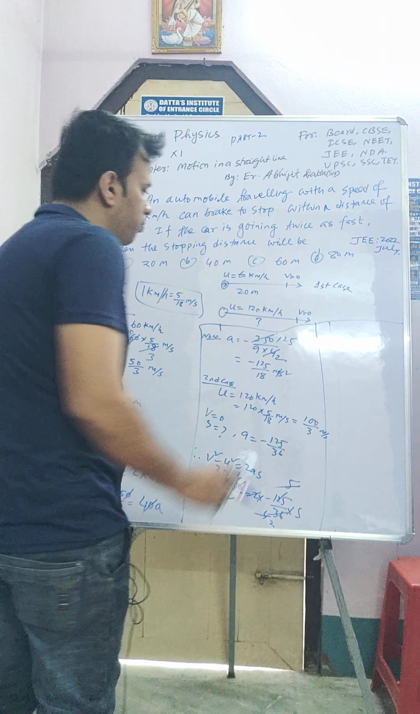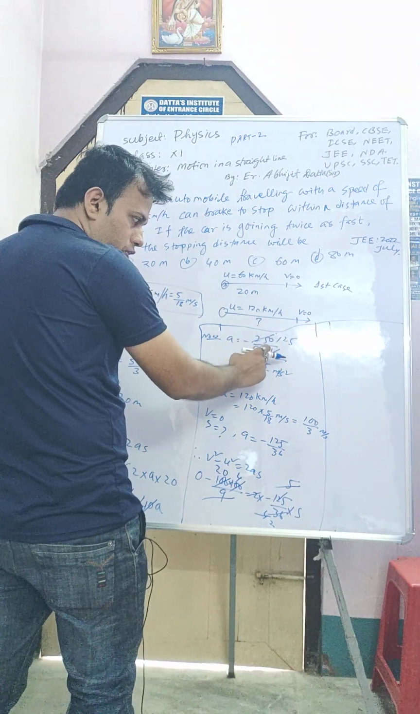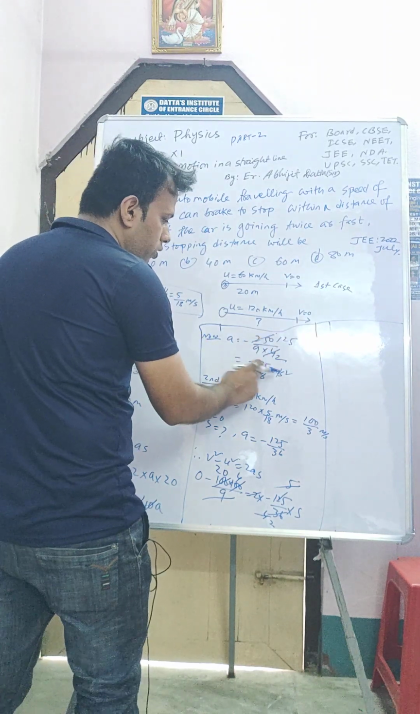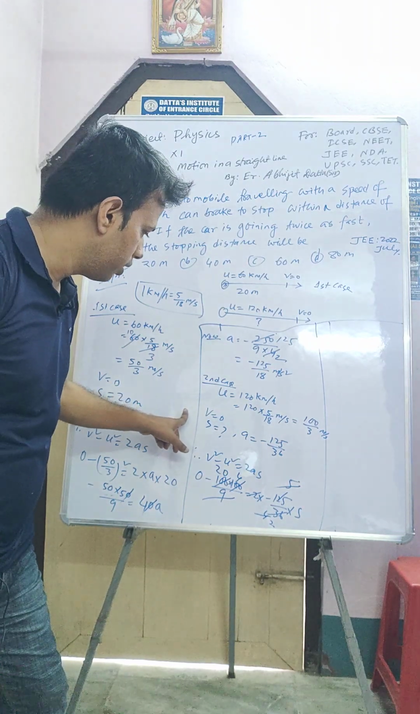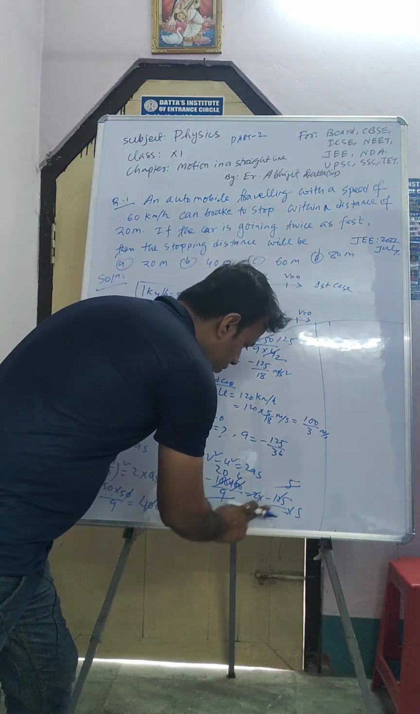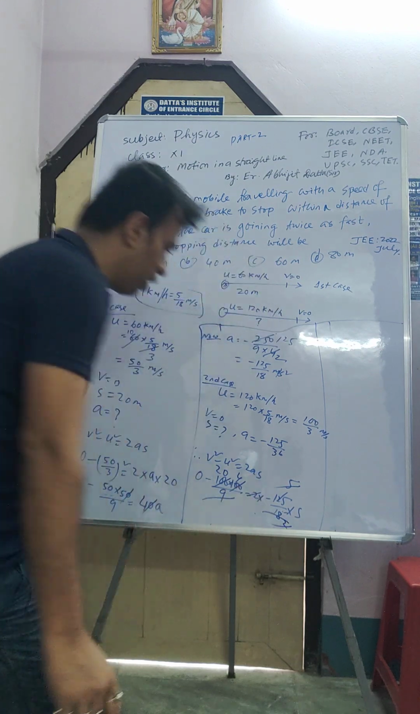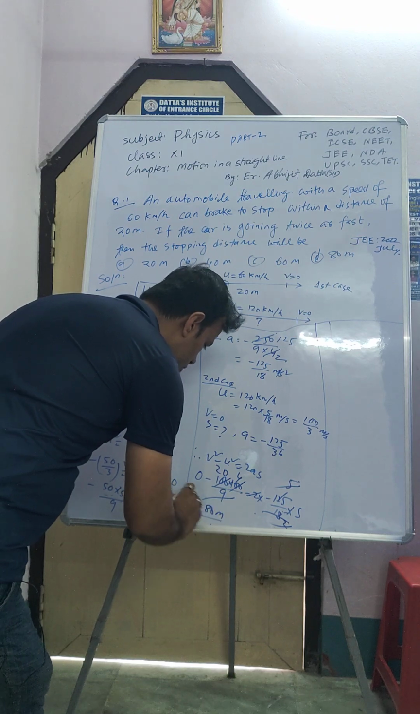So a will be 125 by 250 by 9 into 4. If I cut this, it will be 2 and 125, so a is 125 by 18 meter per second square. Now look here, this one will be 18, and if I cut 9 by 2, it will be 2, and the 2 will cancel out, so s will be 80 meter. So this is the stopping distance.